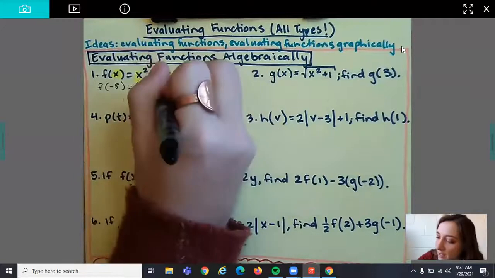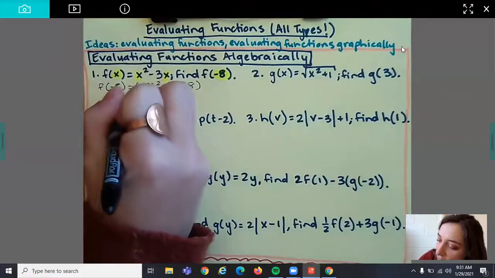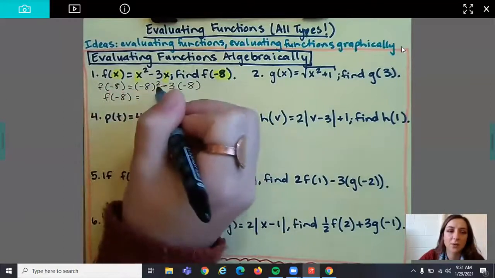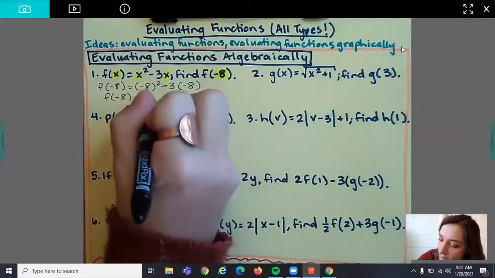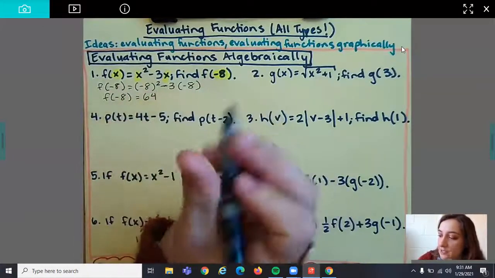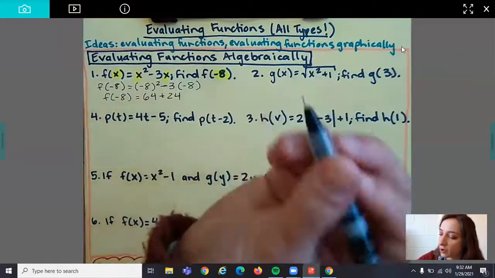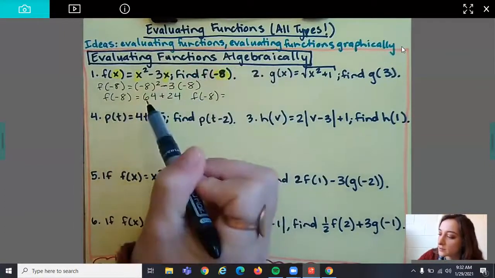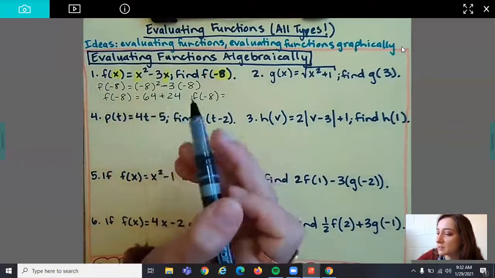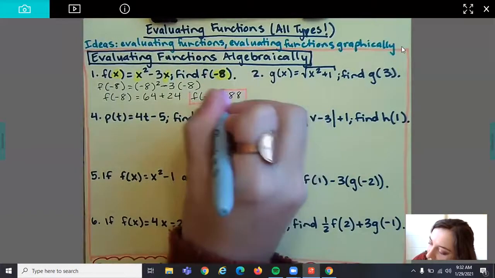All right, of course, we can do this in our head, so let's just go ahead and do it in our head. f of -8 equals -8 squared, which is 64. Then -3 times -8 is going to be positive 24. So we're going to do 64 plus 24, and we will get that f of -8 equals 88. Not so bad, right?